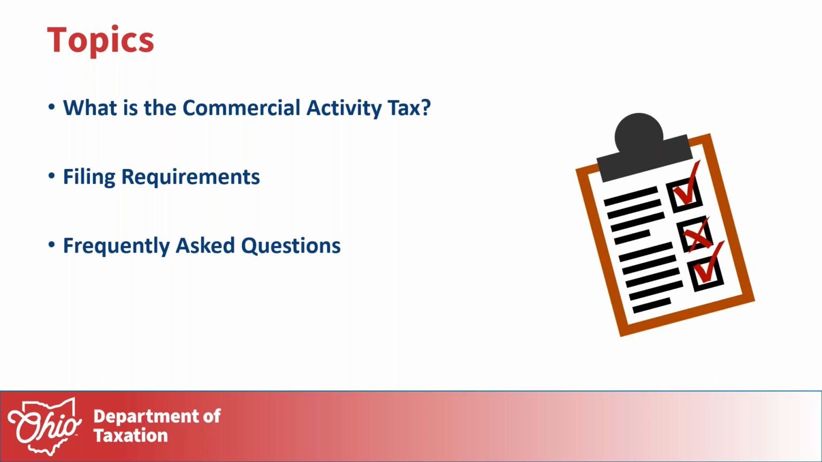So the topics that we're going to cover today include what is commercial activity tax. We'll talk about what that is, some of the filing requirements, and the frequently asked questions that we've received so far. So just for some historical context, the House Bill 33, otherwise known as the Budget Bill, was passed and included quite a few changes that did affect commercial activity tax. With that said, our taxpayer base for CAT will be decreasing quite significantly. So we'll go over that here in just a bit.